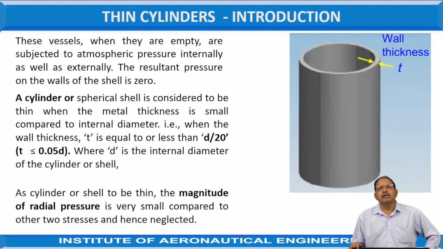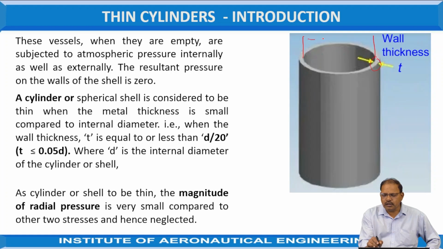These cylinders are generally classified into two types. Already we discussed, one is a thin cylinder, another one is a thick cylinder. Here, the thin and thick cylinders are classified just based on thickness only. A cylindrical shell is considered to be thin when the metal thickness is small as compared to the internal diameter. If D represents the internal diameter of the shell and t represents the thickness of the shell, this is treated as the diameter.